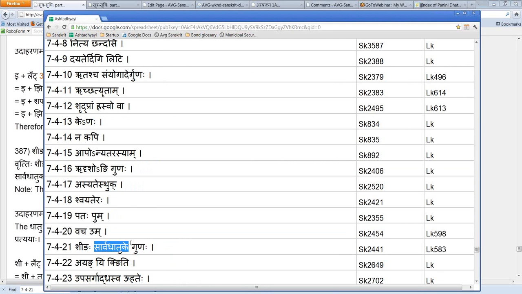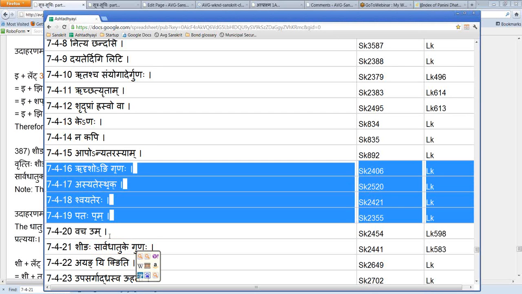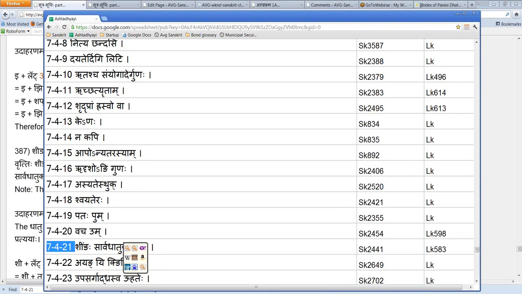Okay. Always good to check if any of these apply to you. This section, 7-4-16 to 7-4-20, we're going to see maybe today or next class. And after that comes Shinga Sarvadhatuke Gunaha. That does not affect us because the fact is, it is Sarvadhatuke.